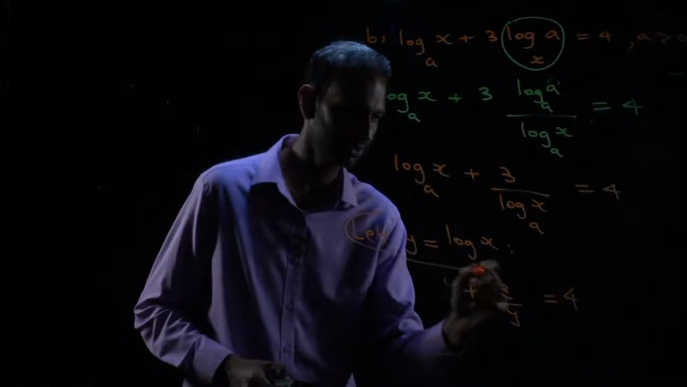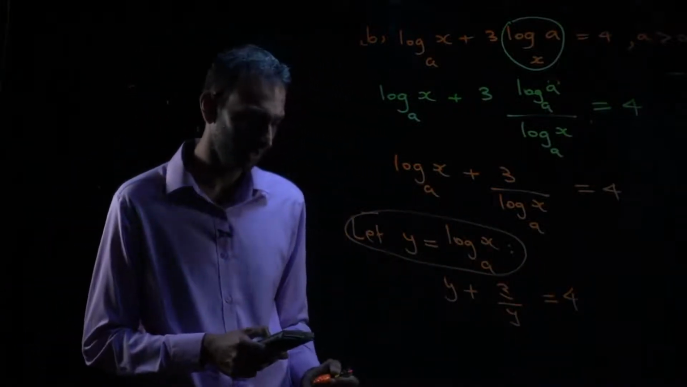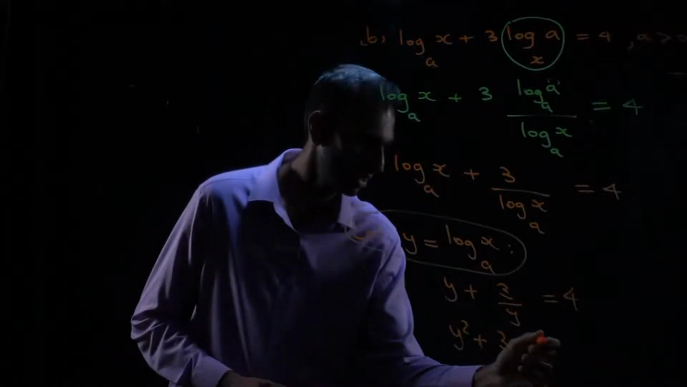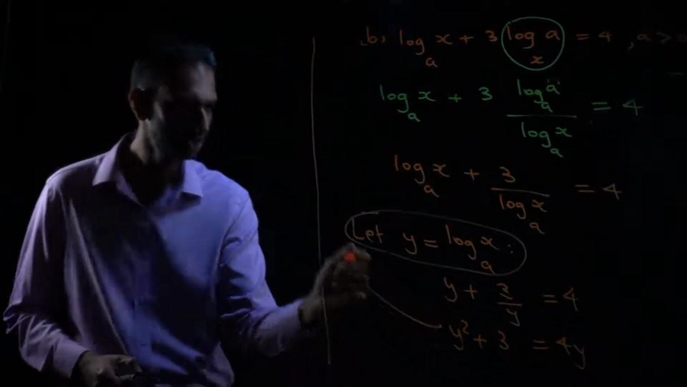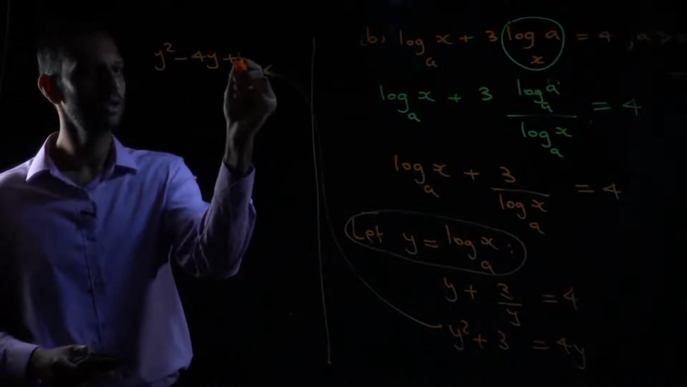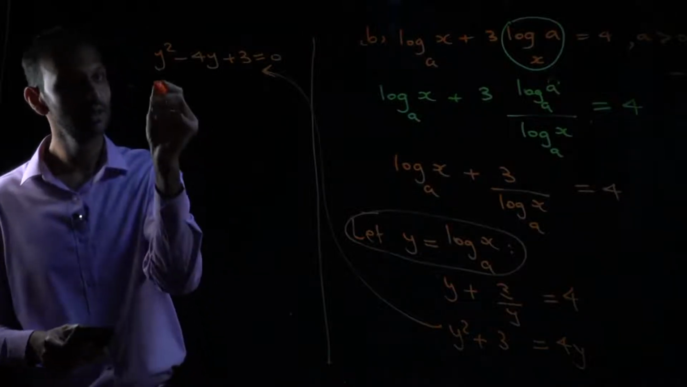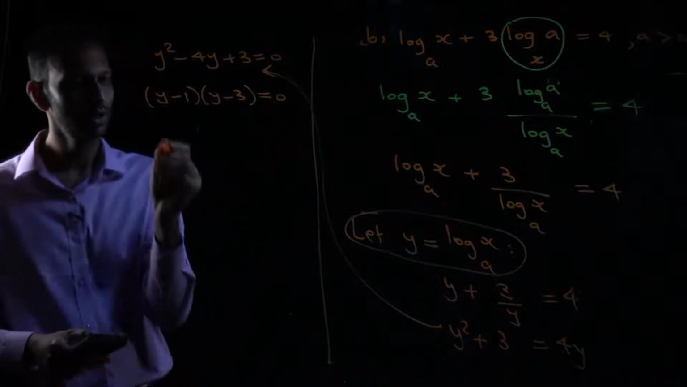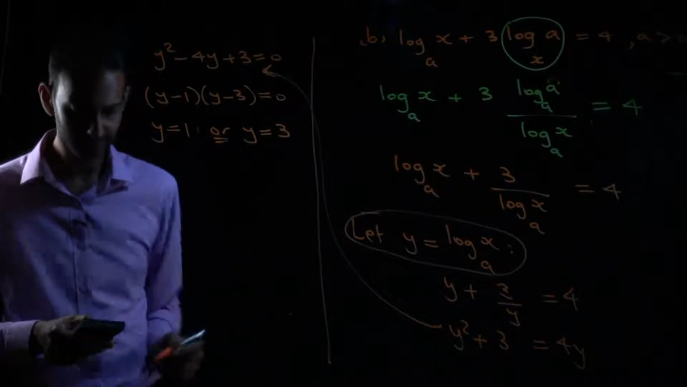I'm using this substitution. So if I multiply everything by y squared and rearrange, y squared plus 3 is equal to 4y. And if we rearrange the last equation, we will have y squared minus 4y plus 3, which is equal to 0. Let us factorize: y minus 1 times y minus 3, which is equal to 0. y is equal to 1 or y is equal to 3.